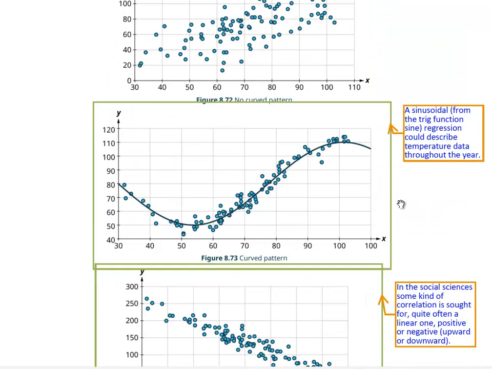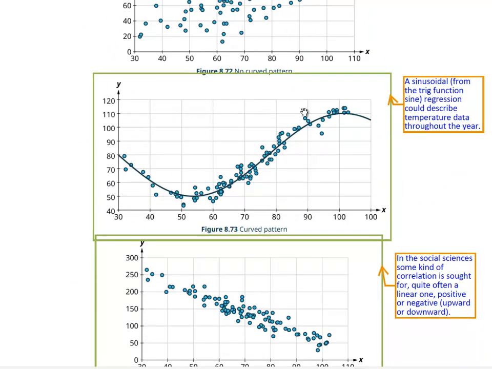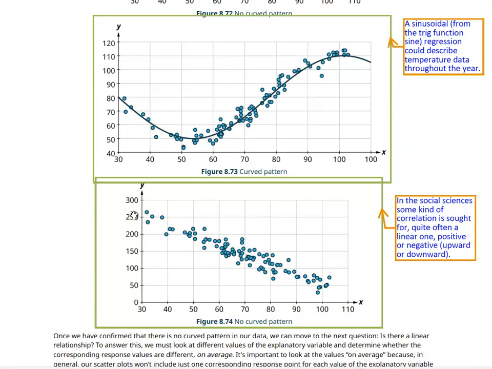So I'm going to scroll a little bit down here. We didn't come across this one here, this sine or cosine curve, which is also called a sinusoidal regression curve. And as I said here, this could be temperature data throughout the year, or temperature data throughout a day, something like that, that gives you these kinds of curves. This one here is then obviously a linear regression. Looks pretty good.